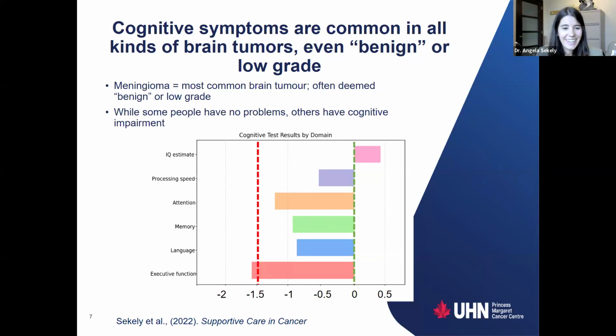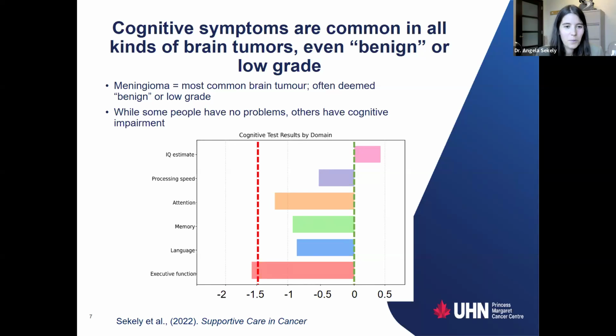All you need to know is that 0 is average for people of that age and education. And I've shown that with the green dotted line here. And anything below this red line, below this minus 1.5 range, would be considered to be impaired on cognitive tests. And you can see that we had a really bright and intelligent sample.